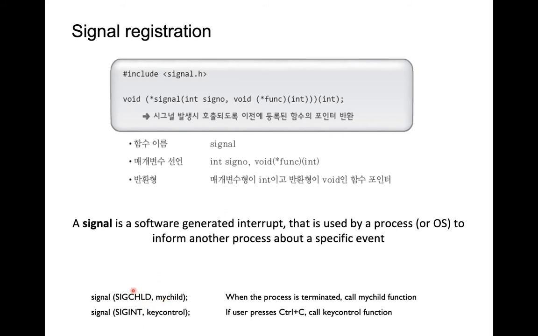SIGCHLD means when the child process is terminated, then you have to call this function, which you can declare in your program. Or if the user presses Control C, call the key control function. So if anyone presses Control plus C and tries to terminate the process, then this function should be called.